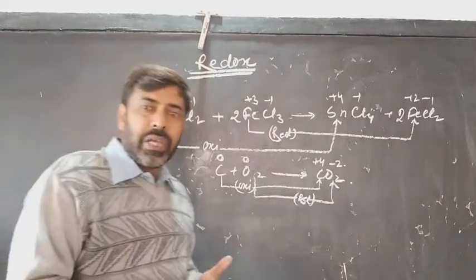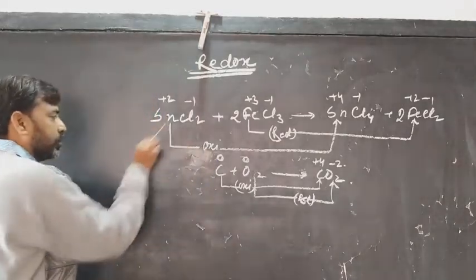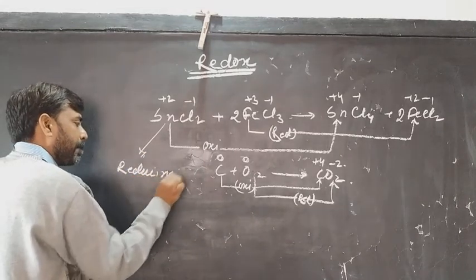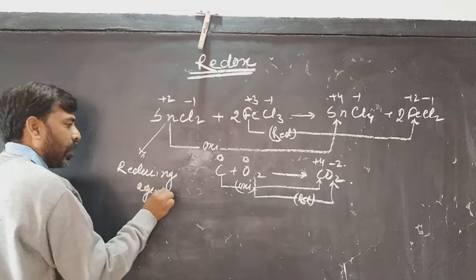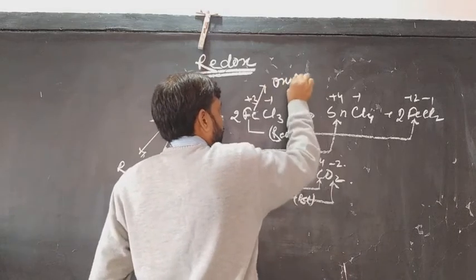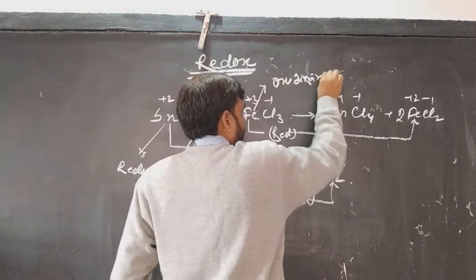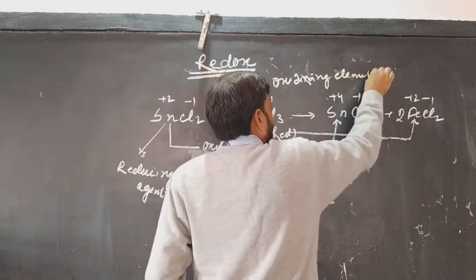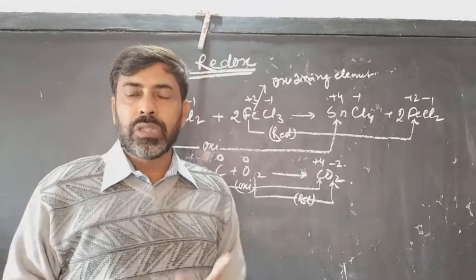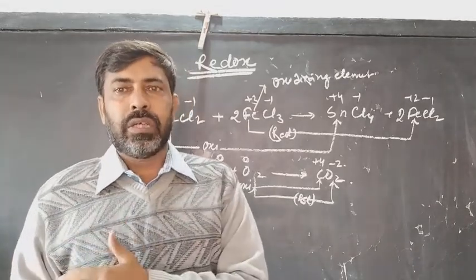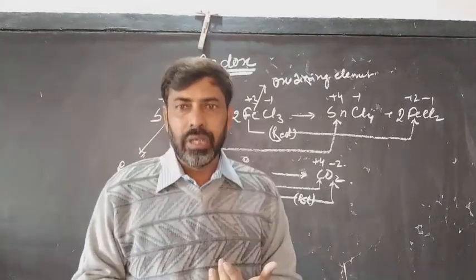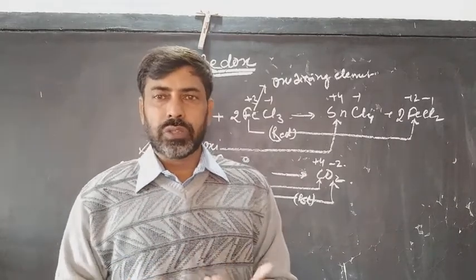Here those elements which undergo oxidation are called reducing agents, and those elements which undergo reduction are called oxidizing agents. तो जिनका ऑक्सीडेशन होता है वो रिड्यूसिंग एजेंट होते हैं, वो दूसरों को रिड्यूस करते हैं, और जिनका रिडक्शन होता है वो दूसरों को ऑक्सीडाइज करते हैं, यानी कि ऑक्सीडाइजिंग एजेंट होते हैं. The element undergoing oxidation is called the reducing agent, the element undergoing reduction is called the oxidizing agent.